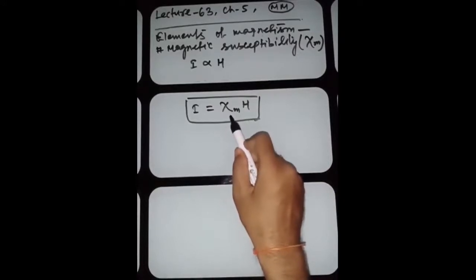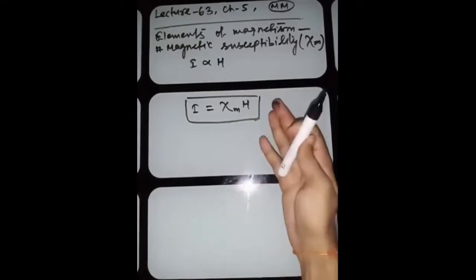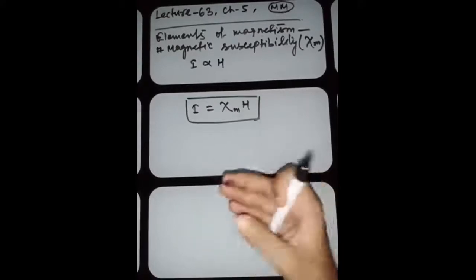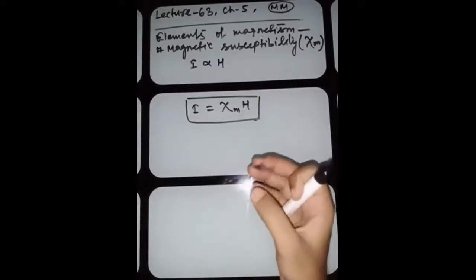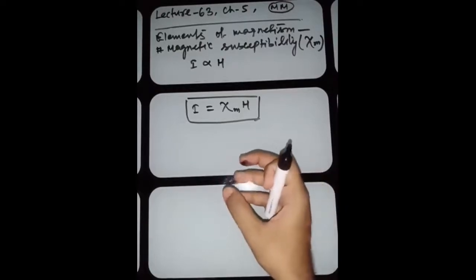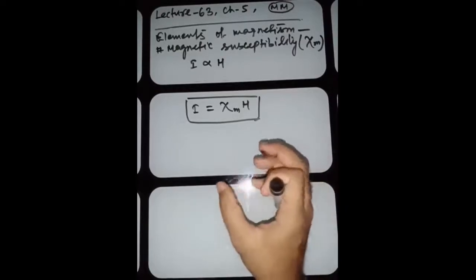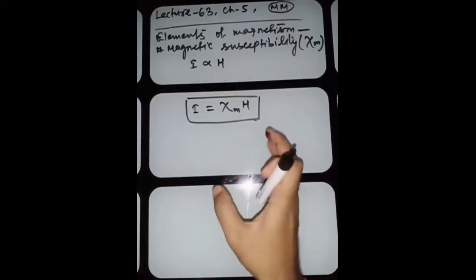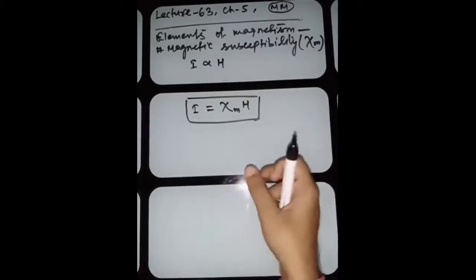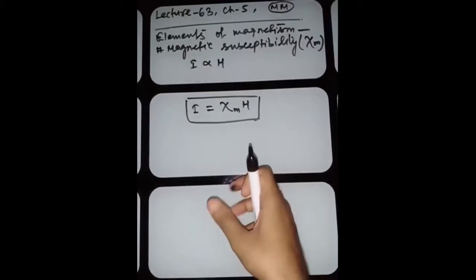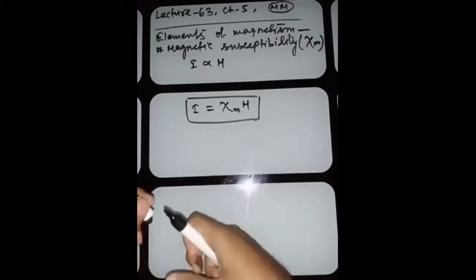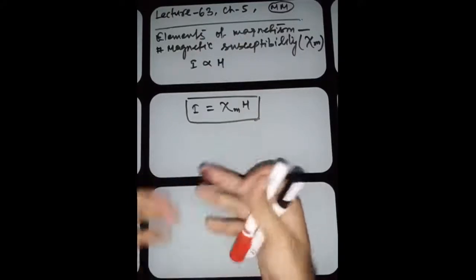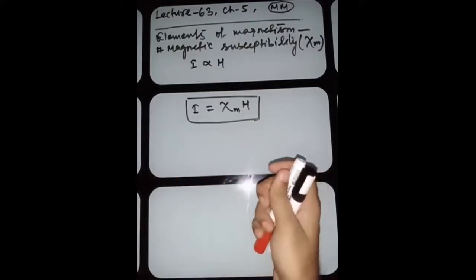For given values, you can find out the magnetic susceptibility. You can write in your notes, my dear students, that the magnetic susceptibility is the intensity of magnetization developed in the substance when it is placed in a magnetic field of unit strength. I hope you got it. It measures how much magnetization will be acquired by any substance.